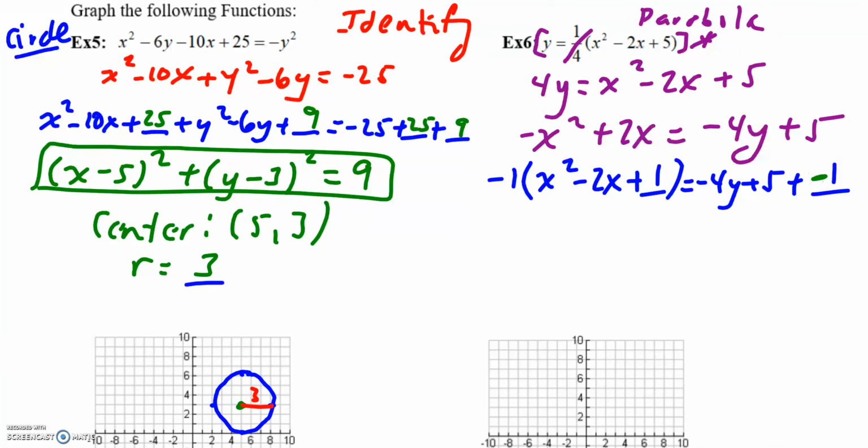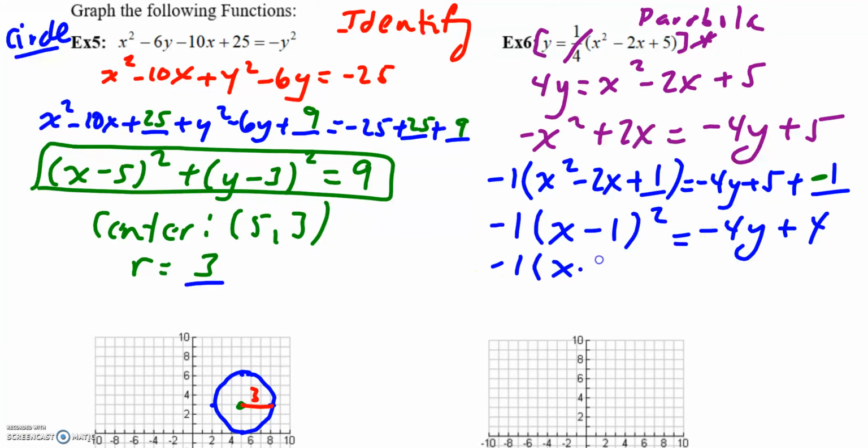Good catch. So we have -1 times x minus 1 quantity squared, if I factor, equals -4y plus 4. So because I want parentheses on this side, I'm going to go ahead and factor out a greatest common factor of -4, and I will be left with y minus 1. Because I usually don't want a number in front of this x minus 1 squared, I'm going to divide both sides by -1.